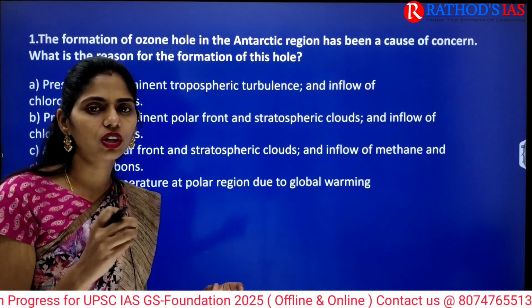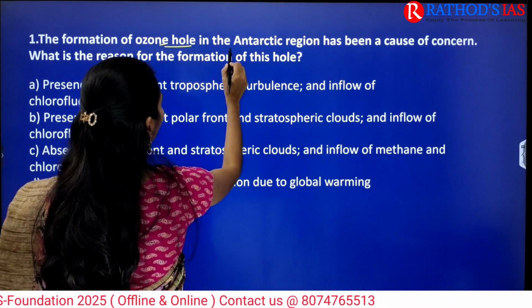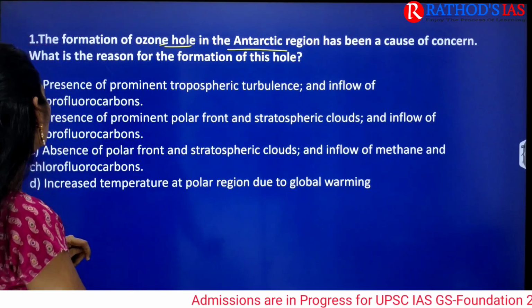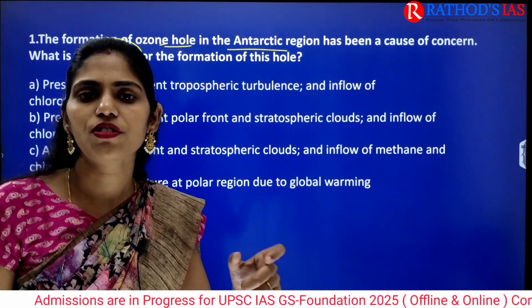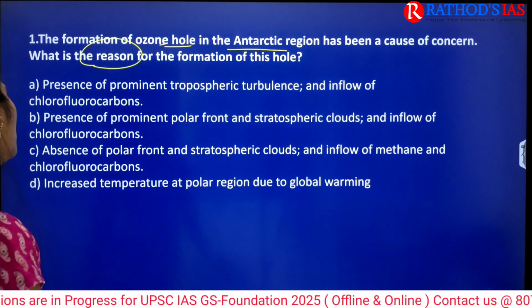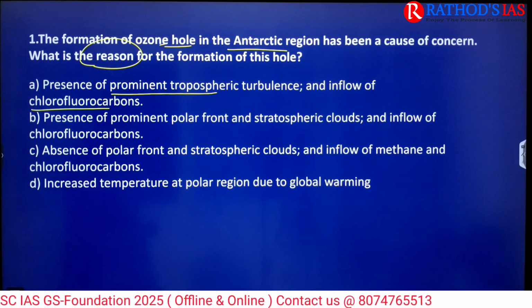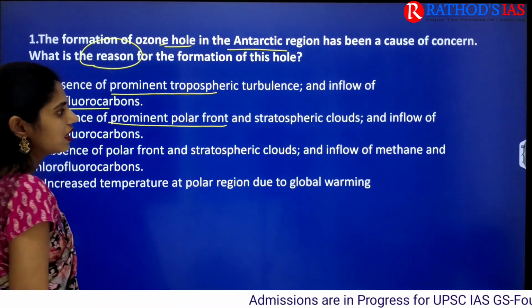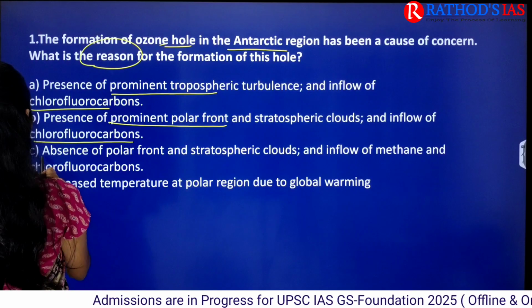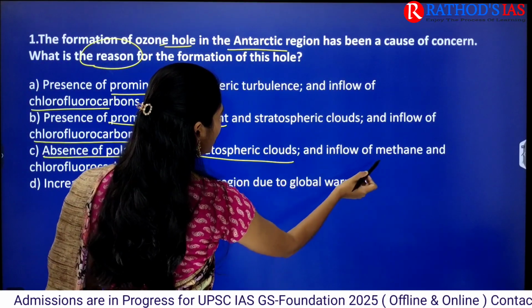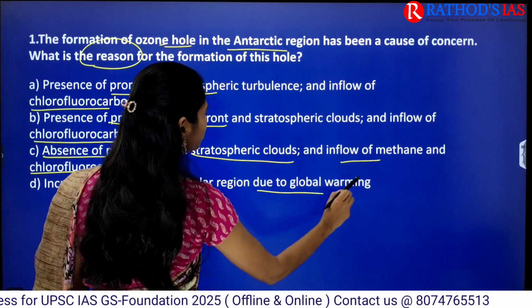First I will read the question with options, and later on we are going to analyze each and every statement. The question is: the formation of ozone hole in the Antarctic region has been a cause of concern. What is the reason for the formation of this hole? The question is clearly demanding the exact reason for the formation of the Antarctic ozone hole. The first option is presence of prominent tropospheric turbulence and inflow of chlorofluorocarbons. Option B is presence of prominent polar front and stratospheric clouds and the inflow of chlorofluorocarbons. The next one is absence of polar front, stratospheric clouds and inflow of methane and chlorofluorocarbons. And the last one is increased temperature at a polar region due to global warming.